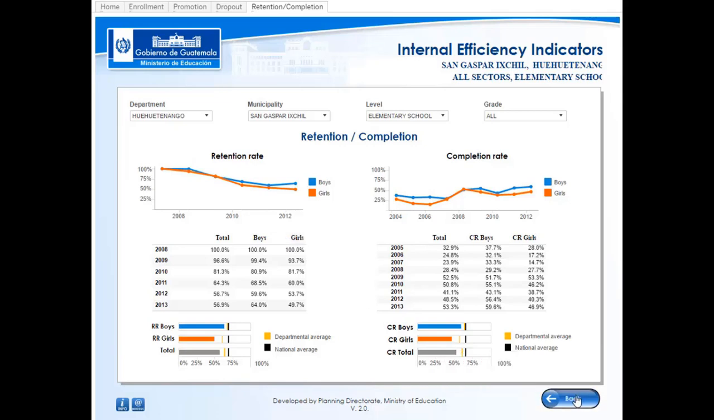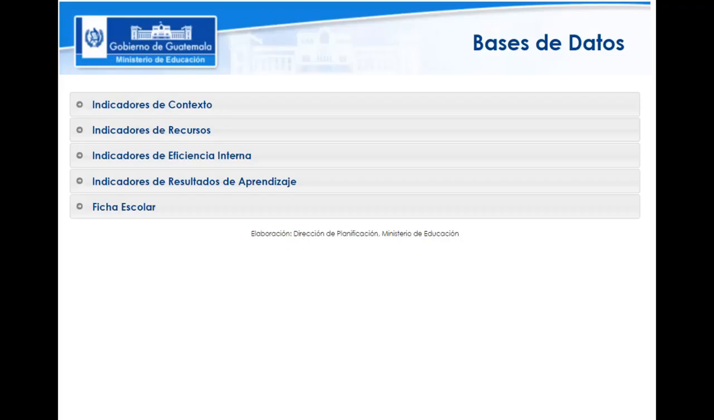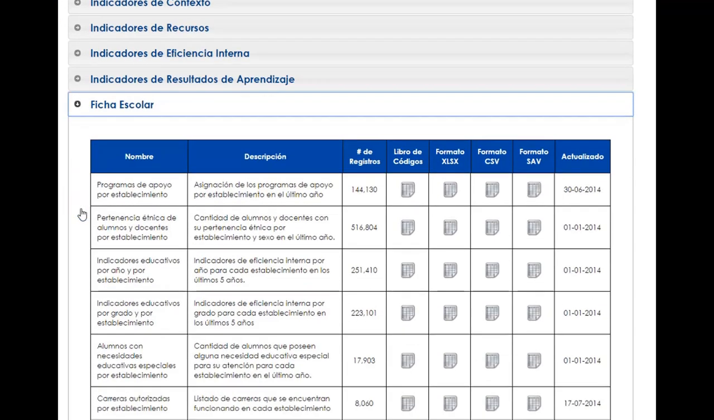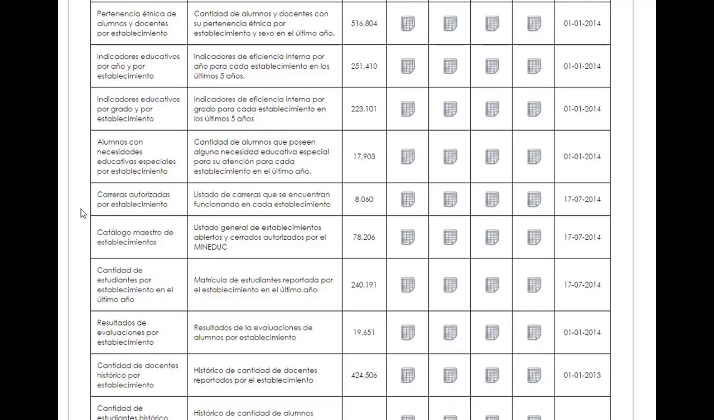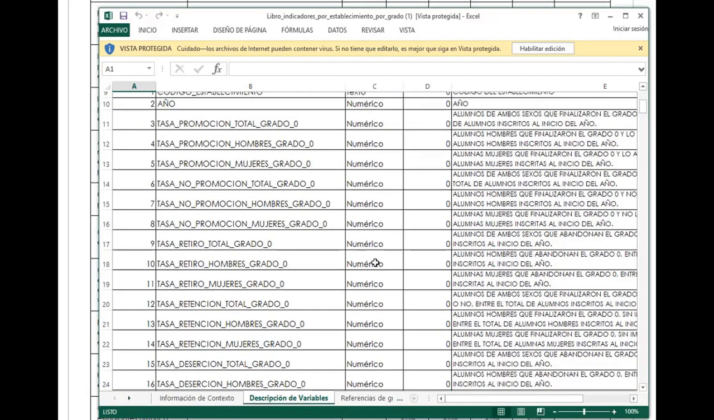If we click on return, we go back to the dashboard that we had, and we can go back to the menu. If we were to click on the databases, you can see here a list of the sections the indicators are organized in. You choose a particular one, then you see all the databases that are being used to produce those indicators. So people can basically download that information and take it with them and do their own analysis, whatever they wish to do. We have them in 3 different formats. We have it in Excel, we have it for SPSS, and comma separated.